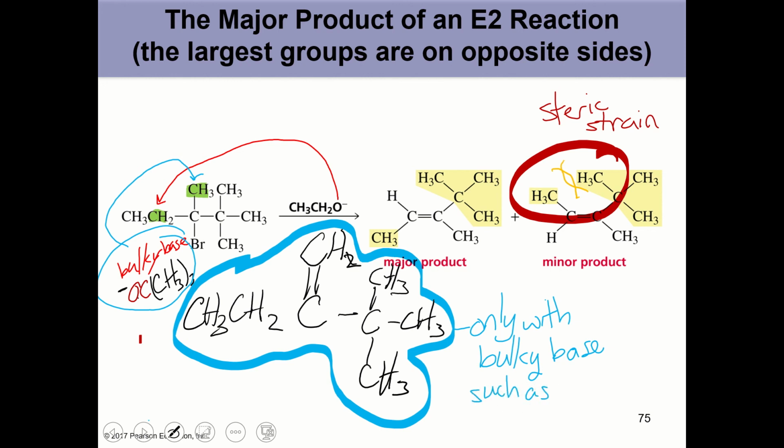Only with a bulky base such as t-butoxide, which if we draw it out looks like this. People used to say that the bulky base looks like an angel with a halo, but I don't see it. I just see a cross with a negatively charged oxygen.